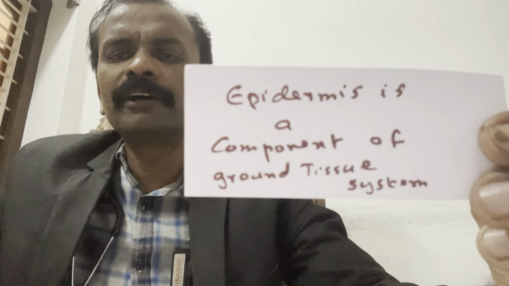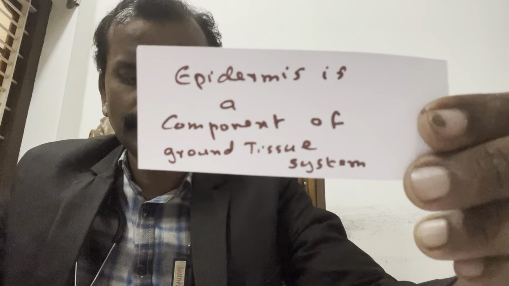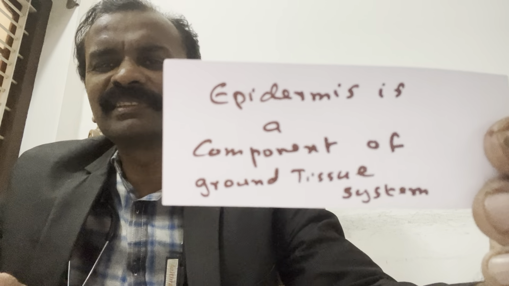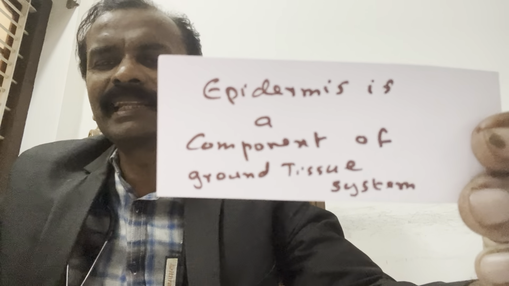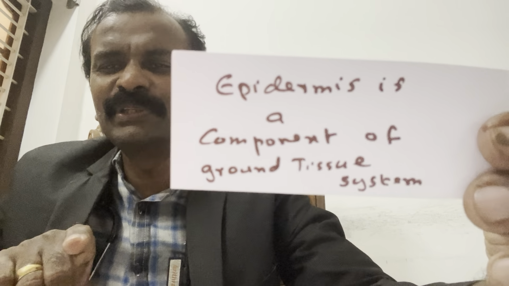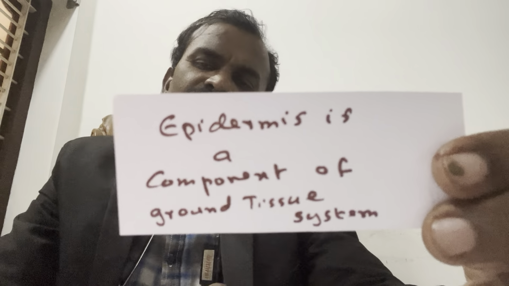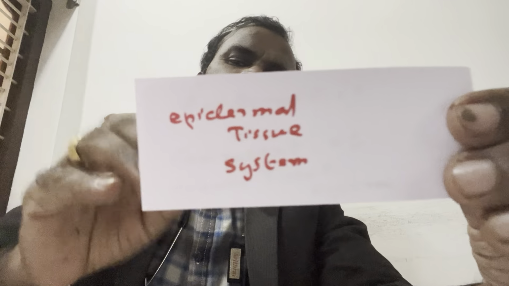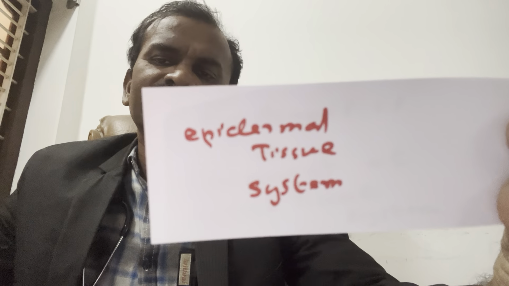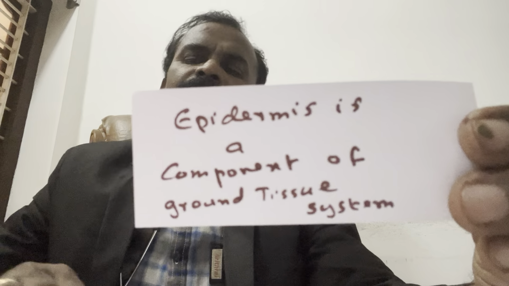Epidermis is a component of ground tissue system. True or false? See, these are boring MCQs, but rank deciding. Not everybody can answer. Only people hearing this video can answer these tough MCQs. The answer is: epidermal tissue system is the correct statement.